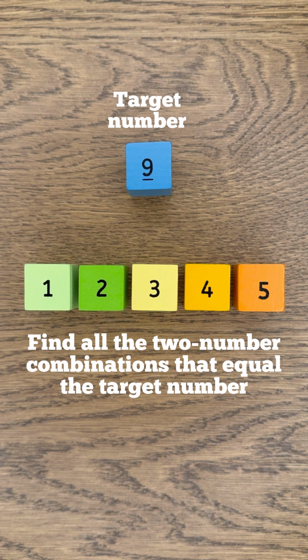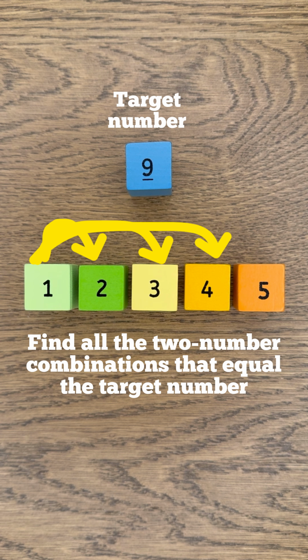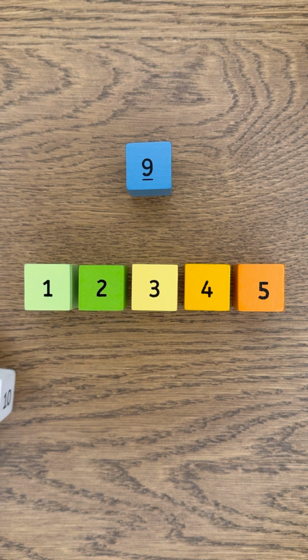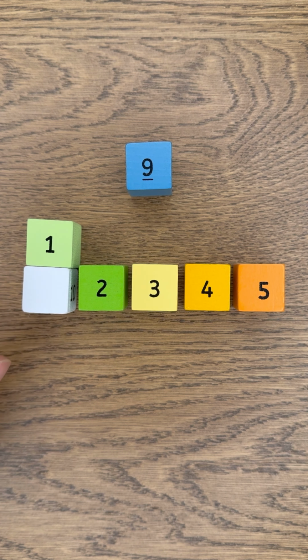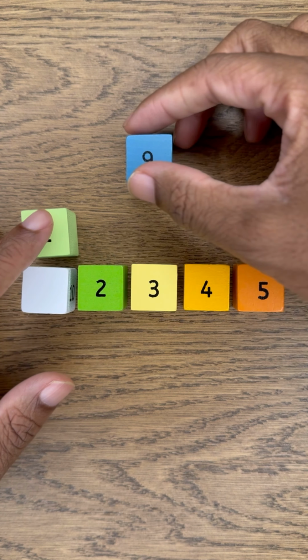To solve this the most brute force way, I can take every single block and compare it with every single other block and see if it equals the target that I'm looking for, and just collect all those combinations as my solution. I have a white block that I'm going to use to loop through the array. Every time the white block touches something, that means I'm on that number. That's my iterator. Here you can think of 1 through 5 as an array, and we're just looping through.